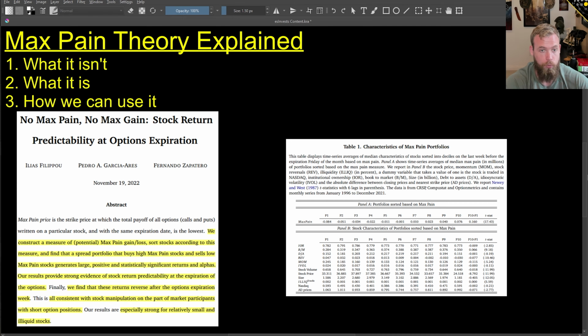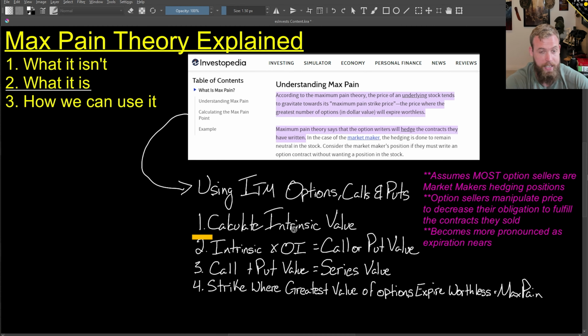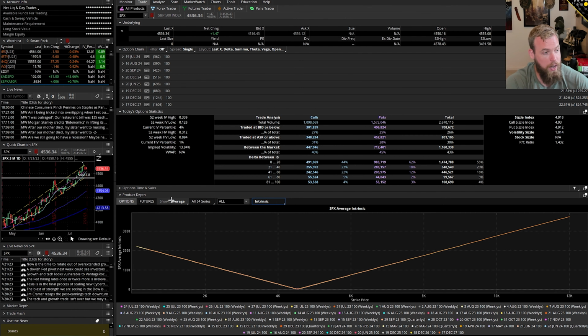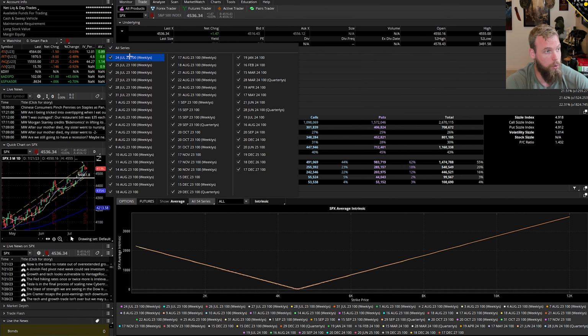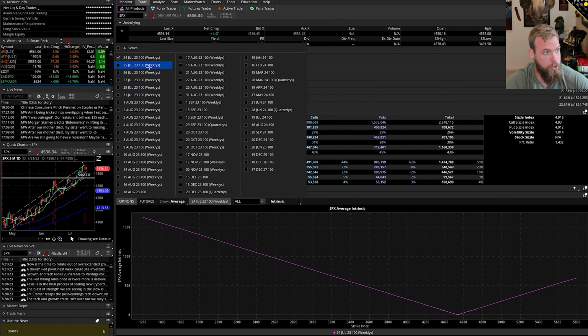So if we go back really quick and take a look at, if you'll recall, the calculation, we need to calculate the intrinsic value. So that's exactly what we're doing here. I'm finding the spot where the intrinsic value is actually the lowest, because again, that will tell me that that's where maximum pain lives. So if we take a look at this graph, we can change it to be whatever series you want.